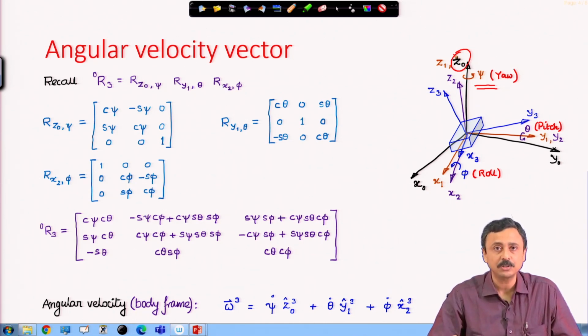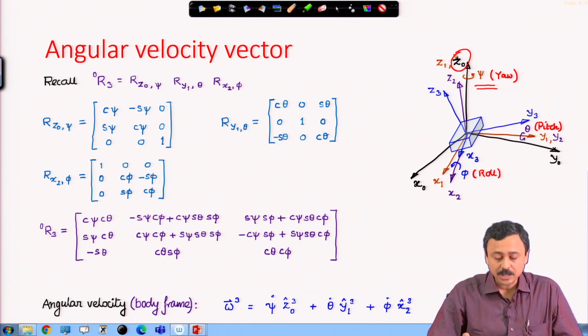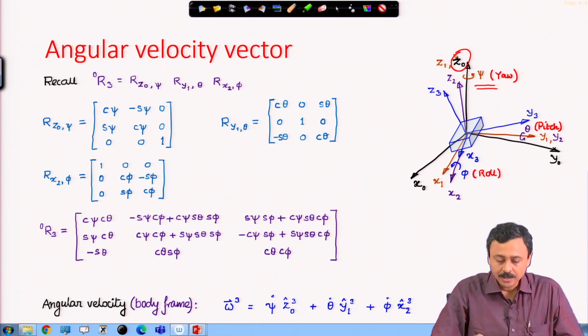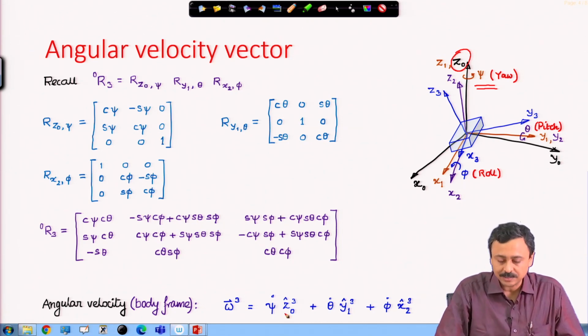Therefore, psi dot must also be represented about that z naught axis. But because now we want to represent the angular velocity in terms of the body fixed frame, which is x 3 y 3 z 3, we must represent z naught in the frame x 3 y 3 z 3, and that is what I have written. Therefore, psi dot is about z naught cap, but represented in x 3 y 3 z 3.